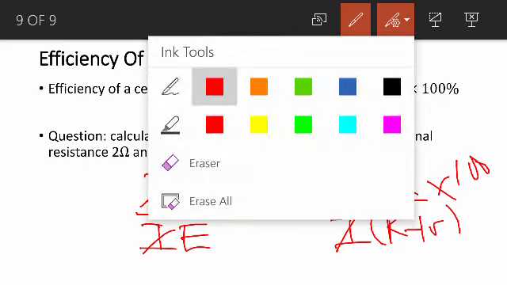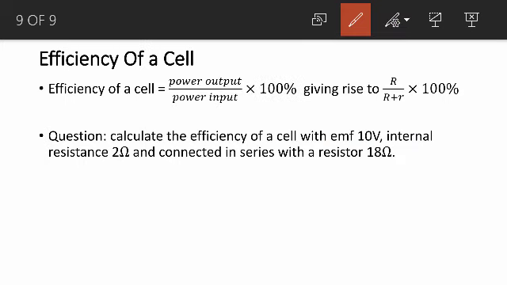Okay, so now we see a question here. It says calculate the efficiency of a cell with EMF 10 volts. So the EMF of the cell is 10 volts, internal resistance is 2 ohms, and connected in series with a resistor of 18 ohms. Now, we are given the EMF of the cell to be 10 volts, but we don't need that to calculate the efficiency of the cell, because our efficiency of a cell is the load resistance all over the sum of the load resistance and internal resistance multiplied by 100.